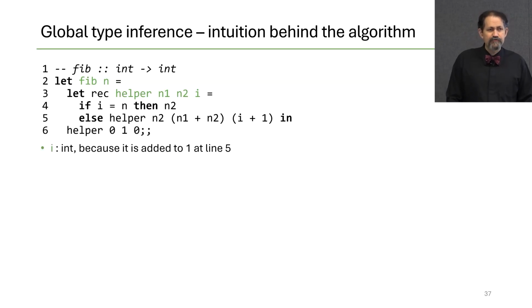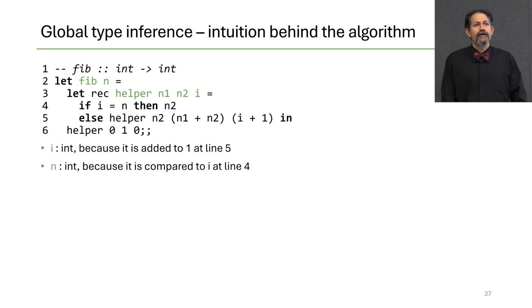First of all, we observe that I has to be an int because it's added to 1 at line 5. ML doesn't have coercions between reals and integers, so real isn't a possibility. It really has to be an integer. Next, we can conclude that n has got to be an integer because we compare it to I. And in ML, we only compare things that have the same types.